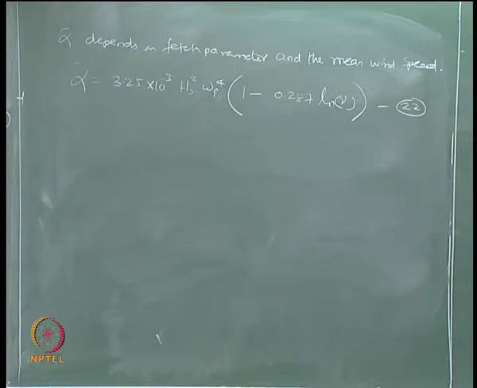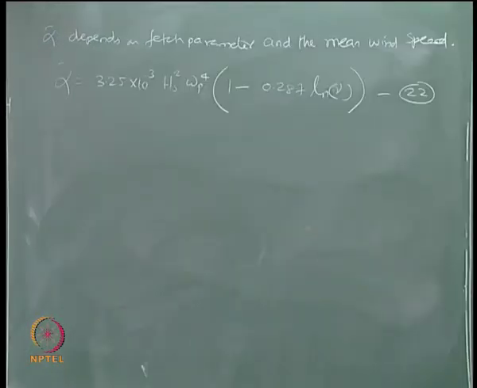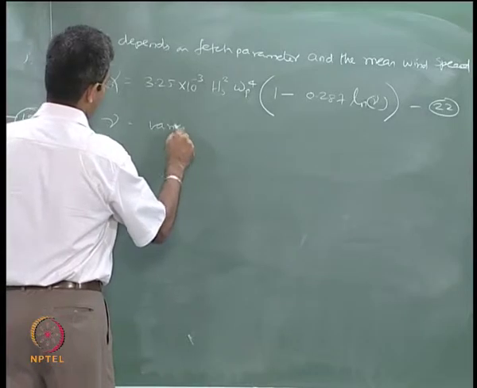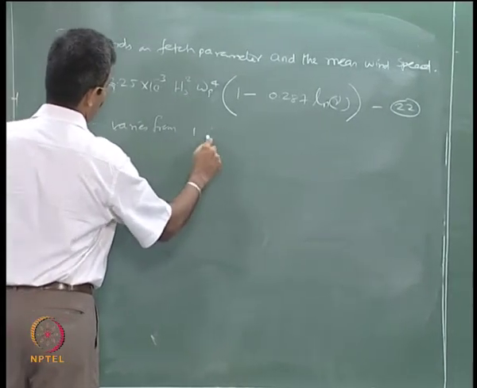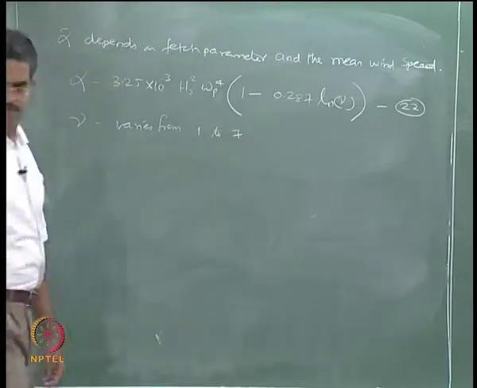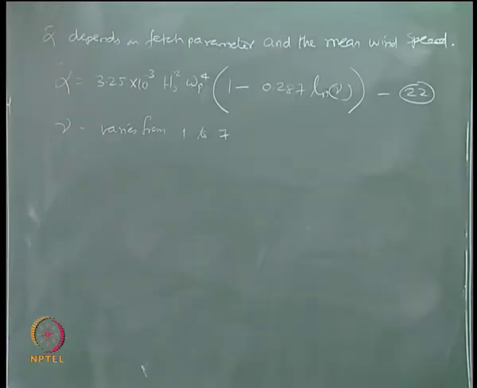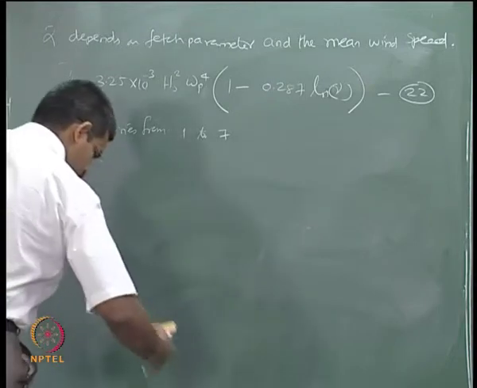As I said at the beginning, gamma is a peakedness parameter which varies from the value of 1 to 7. At a specific value of this, the JONSWAP spectrum will become Pierson-Moskowitz wave spectrum. Let us try to plot it here and show. I will remove this.